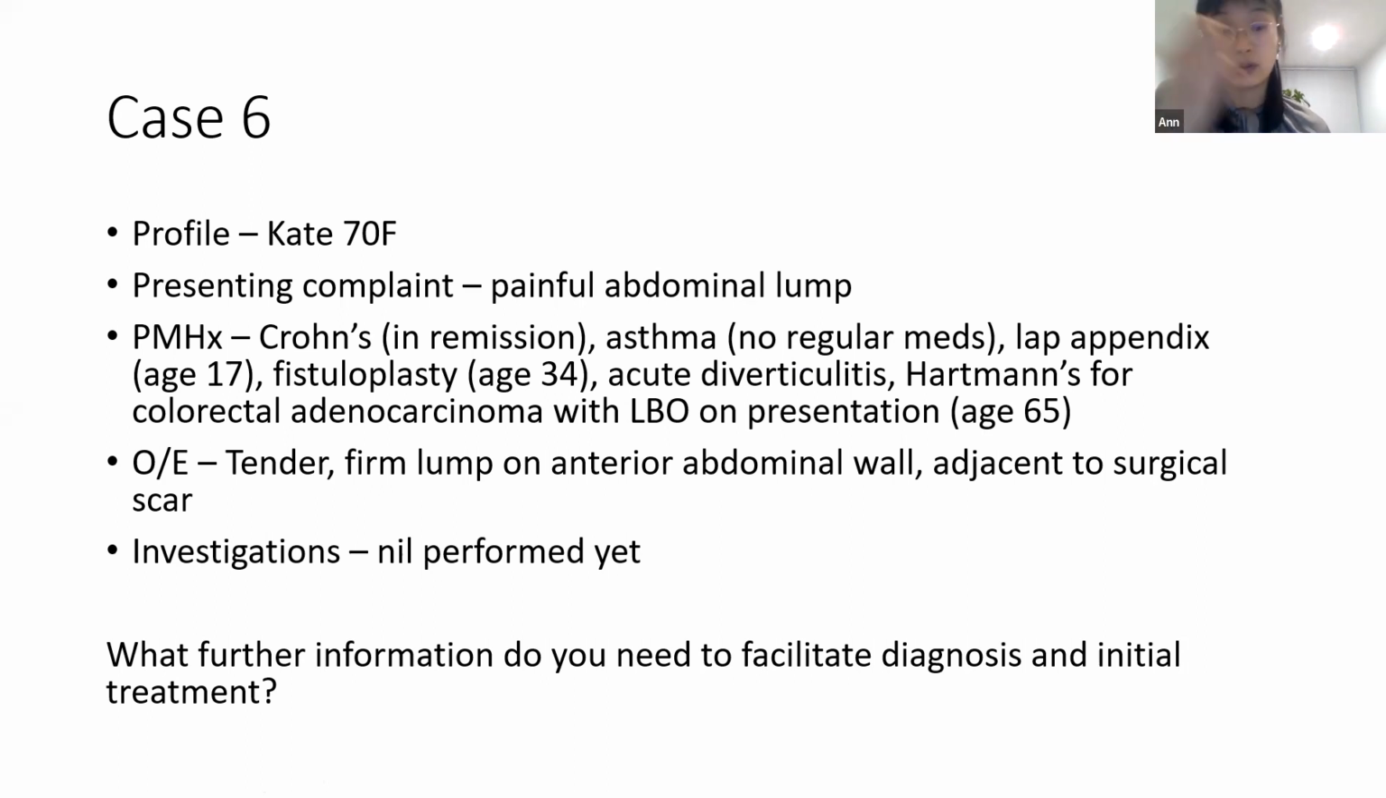So looking at her, she's got a tender and firm lump on the anterior abdominal wall adjacent to an old surgical scar. She hasn't had any investigations performed yet because ED has been very busy. So I think at this point it's pretty high likelihood that she has some kind of hernia, right? Because I've already mentioned that it's next to the scar.